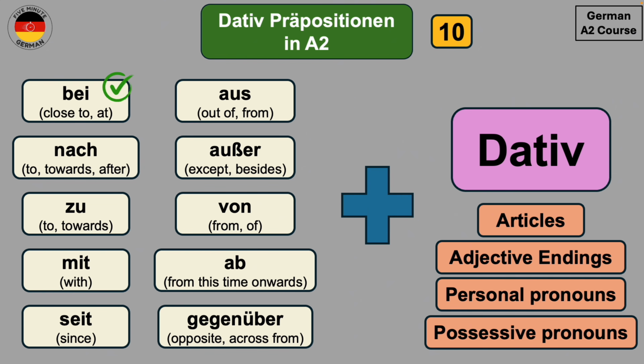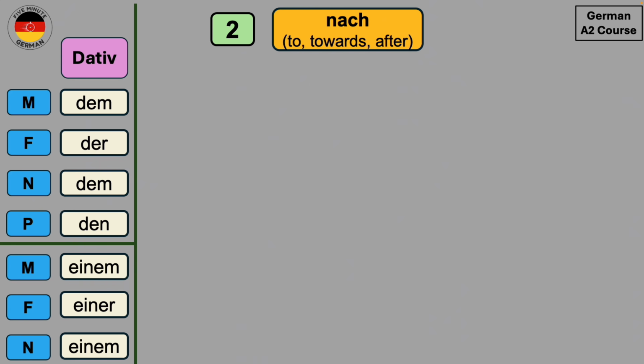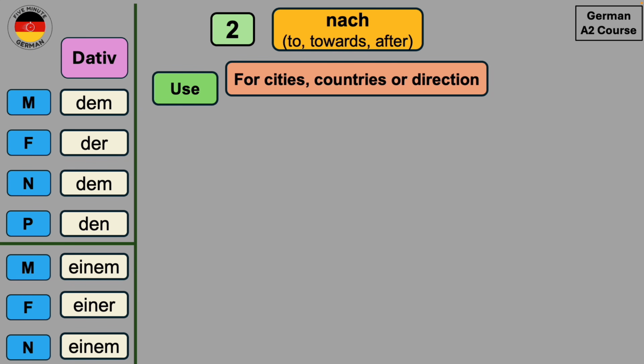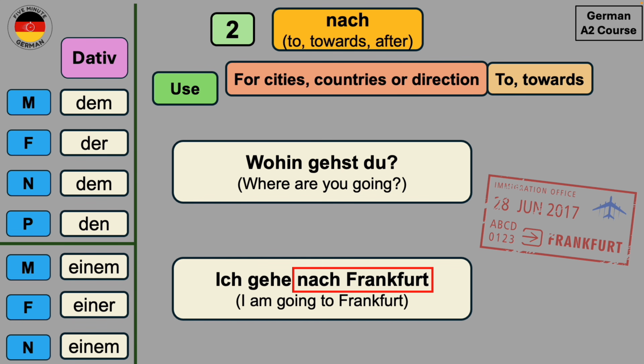Now let's take a look at the second preposition, which is nach, which has different meanings: to, towards, and after. So when we use nach for cities, countries, or direction, then it takes the meaning of to or towards. For example, if somebody asks me, Wohin gehst du? Where are you going? Then I can say, Ich gehe nach Frankfurt. I am going to Frankfurt. So you see, I have used nach to tell about the city where I am going.